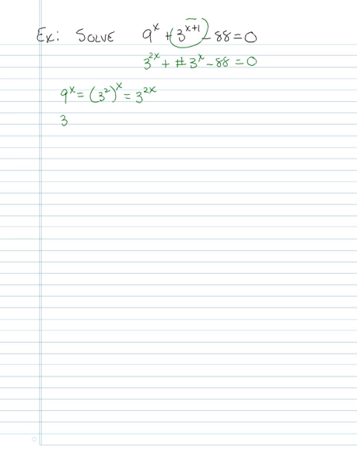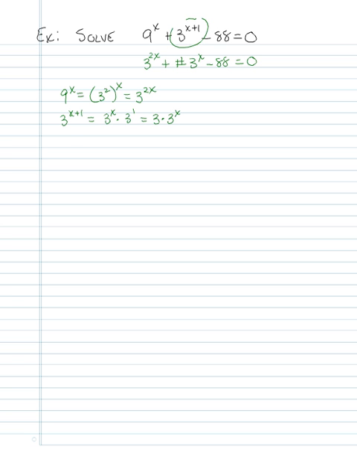Unless we notice 3 to the power x plus 1 is the same as 3 to the x times 3 to the 1. See, the same base, what would we do? We would add the exponents. Of course, 3 to the 1 is just 3, so we could really think of this as 3 times 3 to the x, couldn't we?